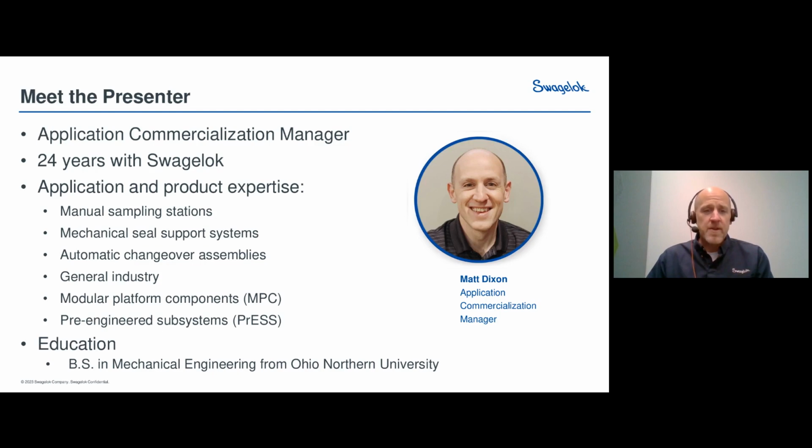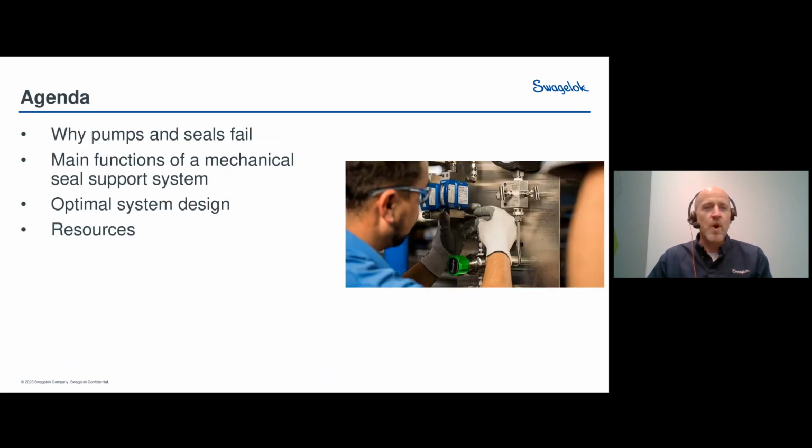So let's go ahead and jump into some of the material. Just a quick overview of the agenda for today. Do a quick overview of pumps and why the pumps and the seals fail. Talk about mechanical seal support systems in general. What are the main functions thereof? And then talk about ways that we can optimize the design of those seal support systems, make them a little bit more effective and a little bit more reliable. And then we'll go through some of the resources that are available to you and that are also available to the SwageLock sales and service centers that can help you out with your seal support systems.